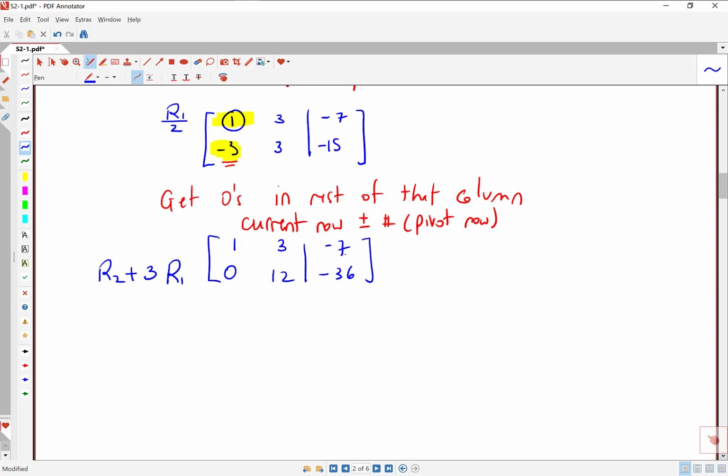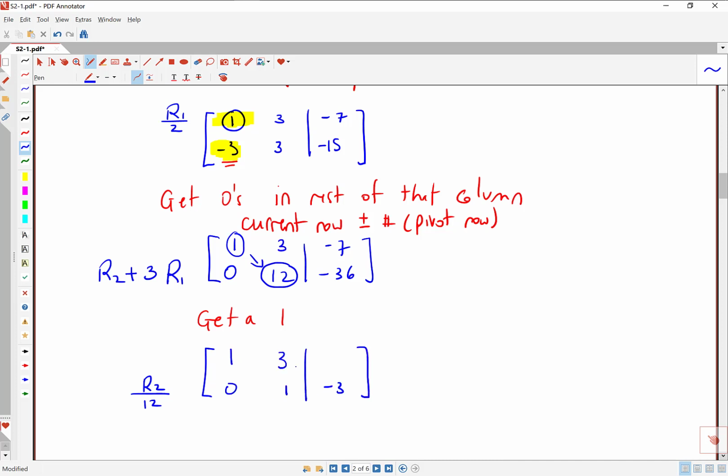So we're now going to move over to column 2. So move from our previous pivot. Let's move down and right. We want this to be our new pivot. So our goal here is to get a 1. And the way that we accomplish that, just divide the row through by an appropriate number. So we're going to go row 2 over 12 to create that 1. That's going to give us 0, 1, -3.